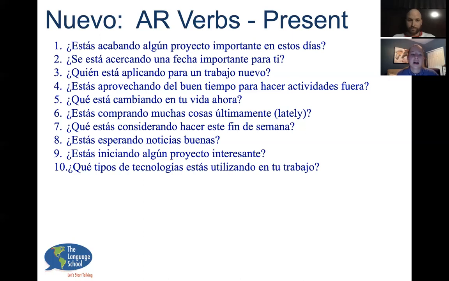¿Qué significa aprovechar? So that's like to take advantage of. So this, of course, not right now, right? You're not taking advantage of the nice weather to do stuff outside right now, I would imagine. But maybe you're taking advantage of the snow to go skiing, right? Like, estás aprovechando del buen tiempo para hacer actividades fuera. Sí. ¿Cómo se dice just the snow? La nieve.